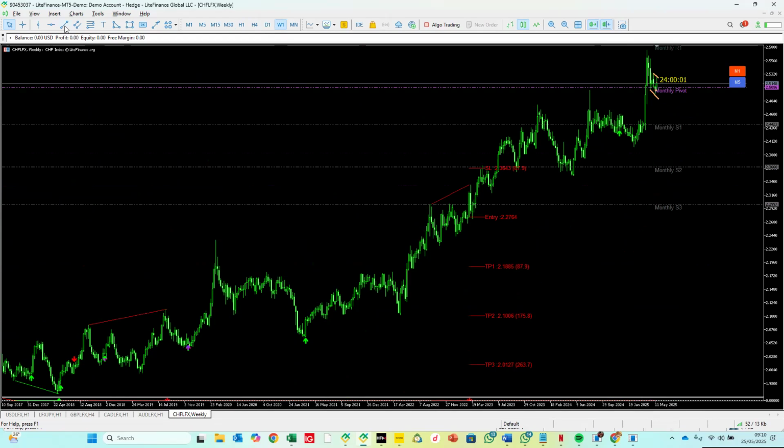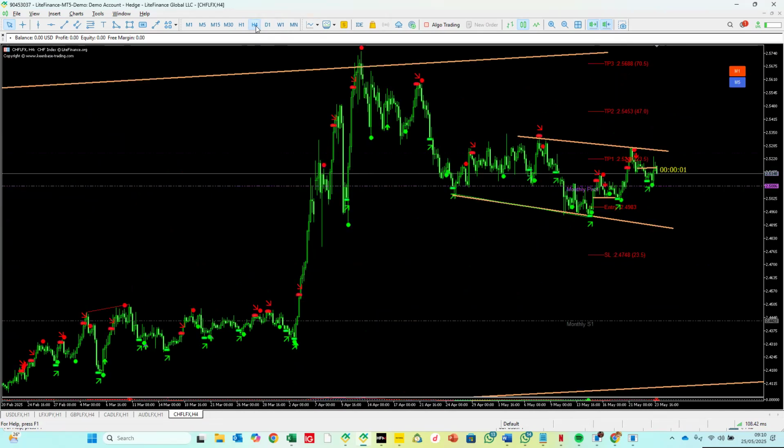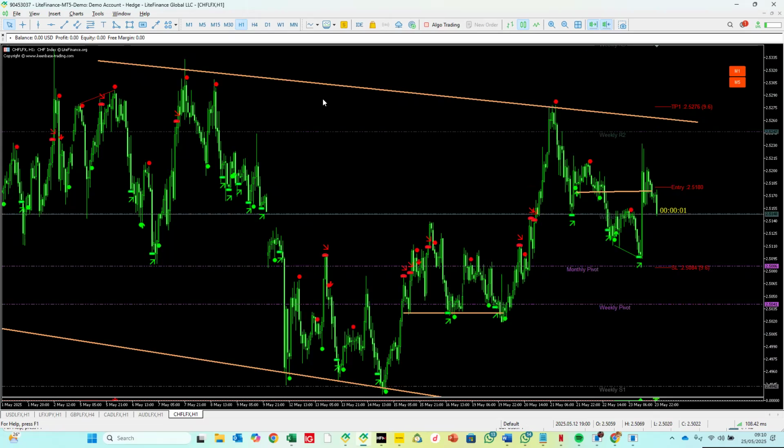Okay, it's much clearer right now. You have this diagonal structure right here. So on the daily time frame, it's looking more likely that we are just going to have a retest of this zone around here, and then price will continue bearish. It will be clearer on the 1 hour time frame. So this is what I will be expecting in the coming week.